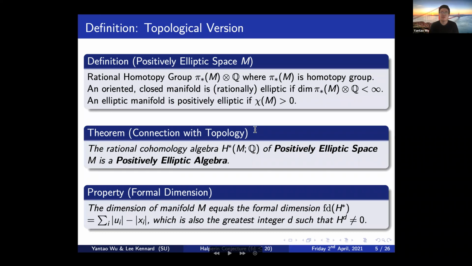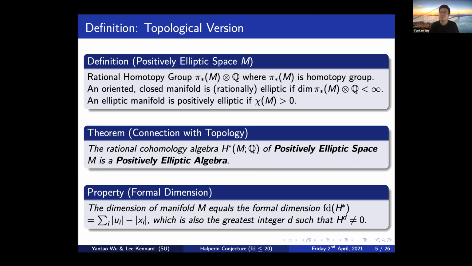As you can see, we have just introduced something called a positive elliptic algebra, and here we have a positive elliptic space. They have very similar names, and actually they are closely connected to each other. The theorem says that given a positive elliptic space, we consider its rational cohomology algebra, and this algebra is a positive elliptic algebra.